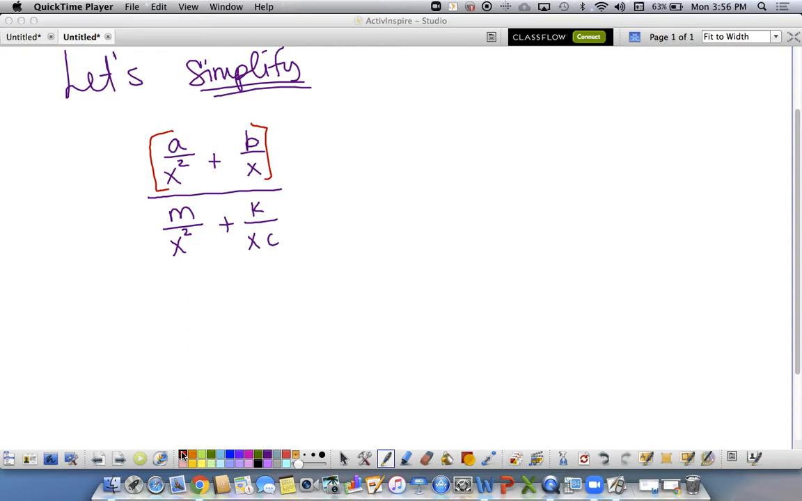So in the top, I'm probably going to get common denominators. Looks like my common denominators are probably going to be x squared, so x times x. So it should just be one of these that I have to multiply by. Okay, so the top should become a plus bx over x squared. Pretty much as simple as I can make the top.